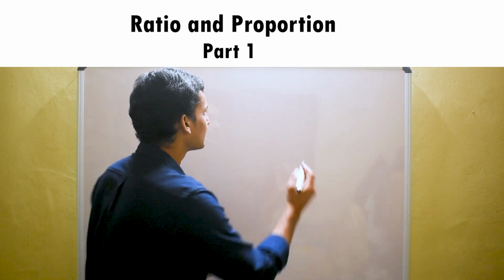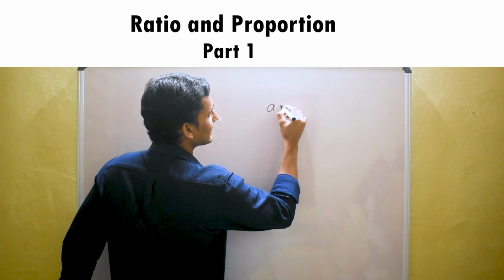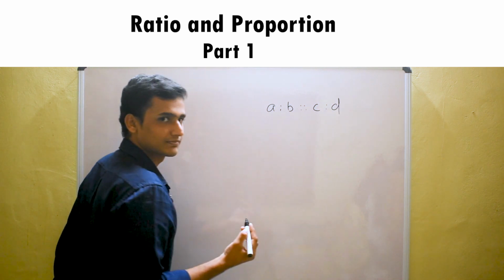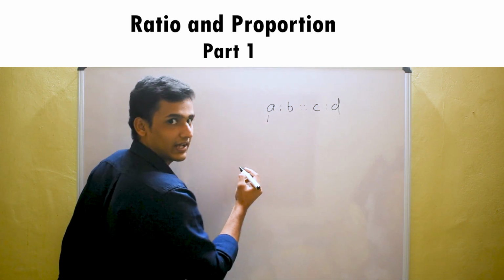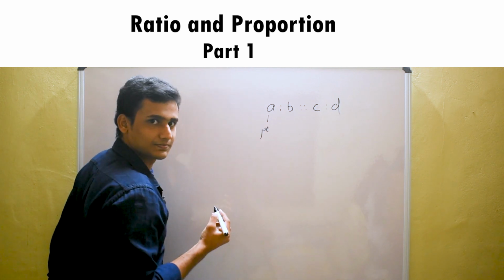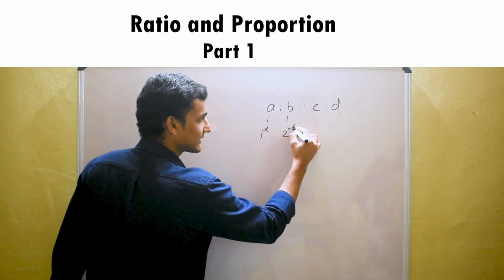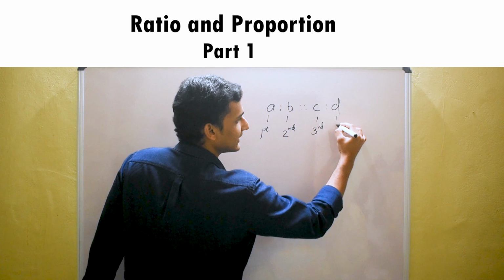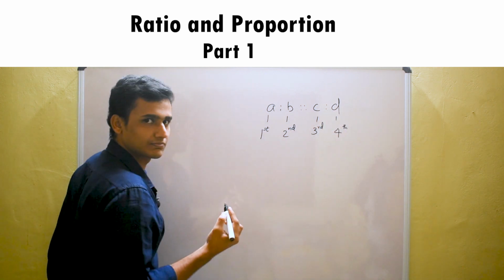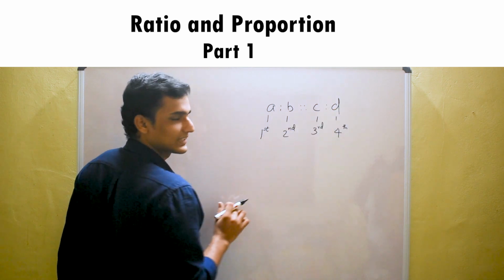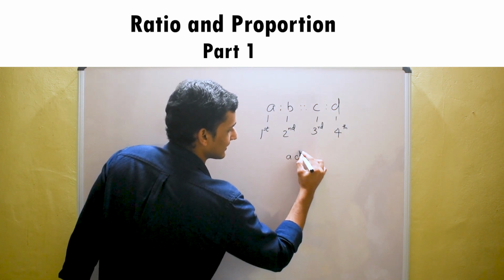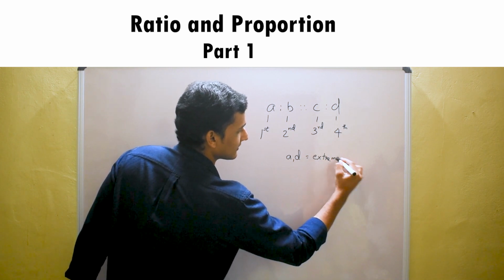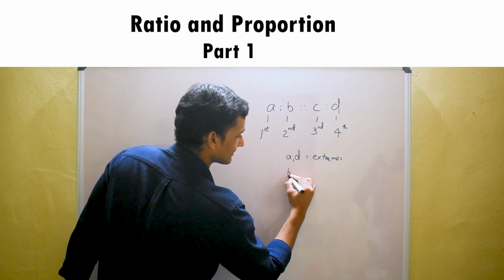Now, here, if A is to B is proportional to C is to D, A is called as first proportional, B is called as second proportional, C is called as third proportional, and D is called as fourth proportional. Also, A and D are called extremes. B and C are called as means.